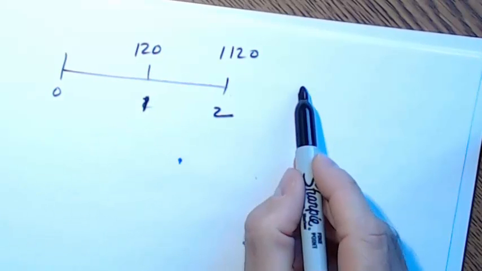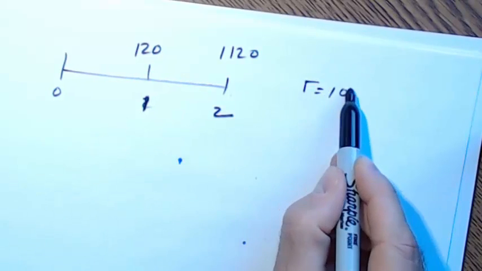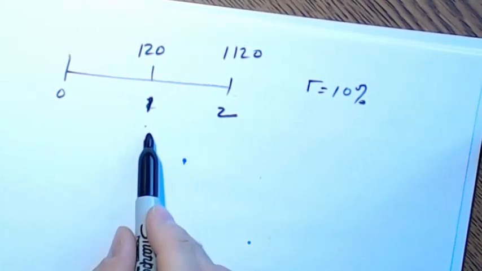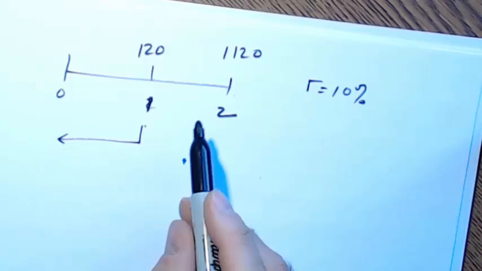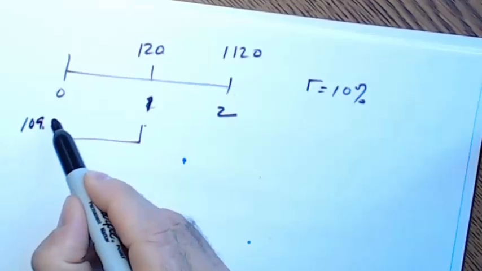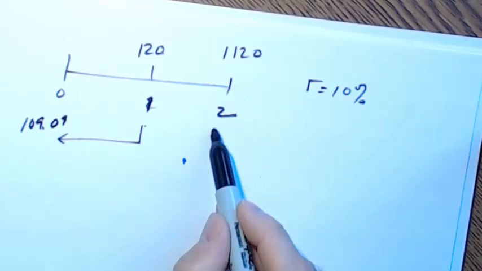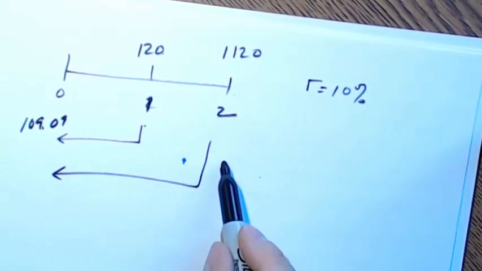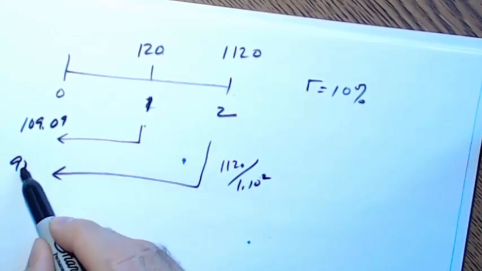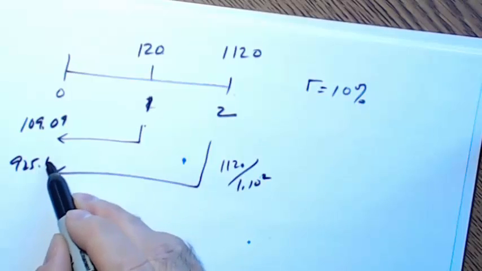And so if I'm telling you the interest rate is 10% for this project, discount those cash flows back, and what's the project worth? This cash flow discounted back at 10% is 109.09. This cash flow discounted back 2 periods is 925.62.